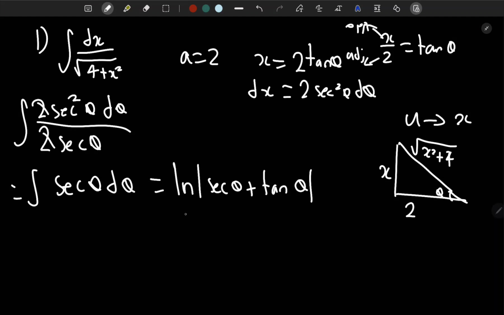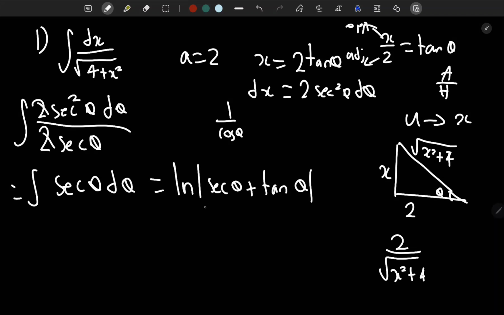So now let's go back to what we have over here. We have secant delta, right? And secant is 1 over cosine delta. So here, what is cosine? Cosine is adjacent over hypotenuse, right? So what is the adjacent side to delta over here? It's going to be 2 over hypotenuse, which is radical x squared plus 4.